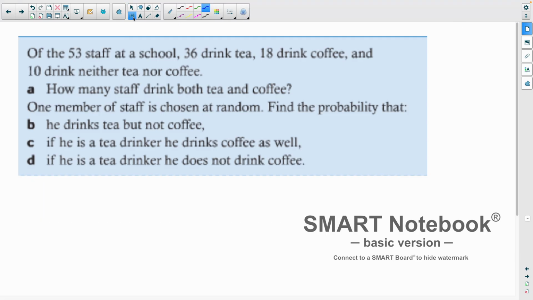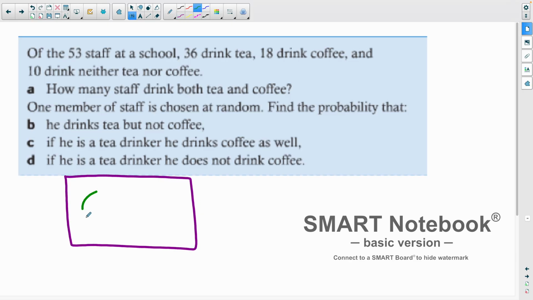So on this one right here, what do you think you might use to help you solve this one? Probably a Venn diagram. Looks like it would be pretty good there. All right. So if I were to draw my Venn diagram, I have the 53 staff members that I surveyed. I've got my tea drinkers and I have my coffee drinkers. All right. And what would you place first in this situation?